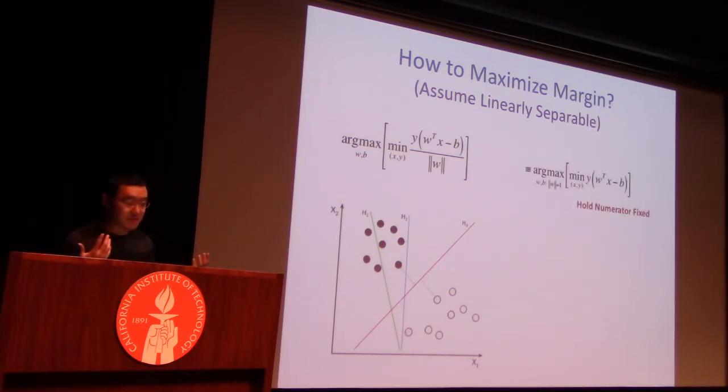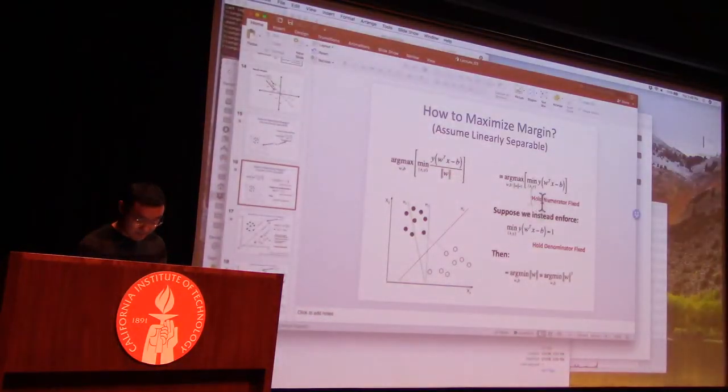One is to, excuse me, that is a typo. That is, hold the denominator. Sorry, that's a typo. I'll fix this on the slides that I publish.